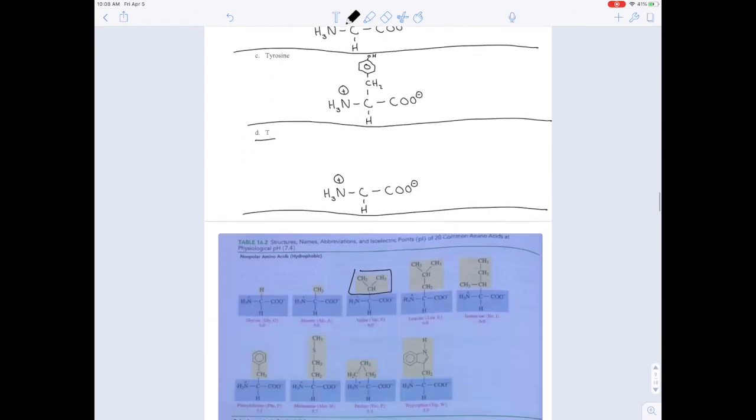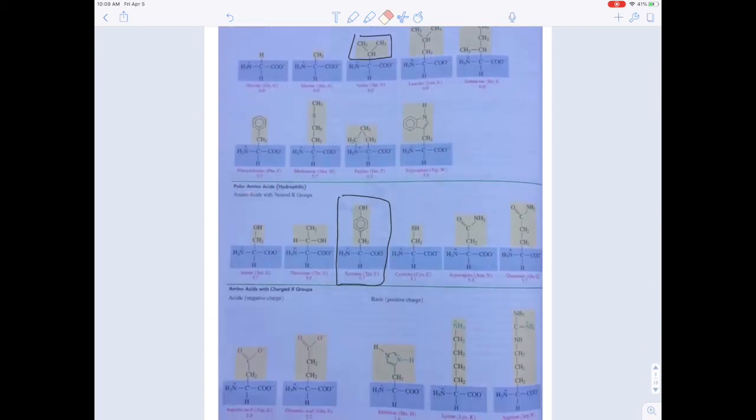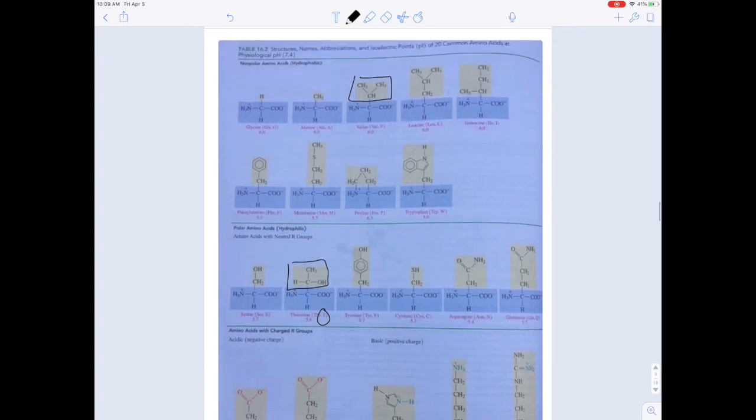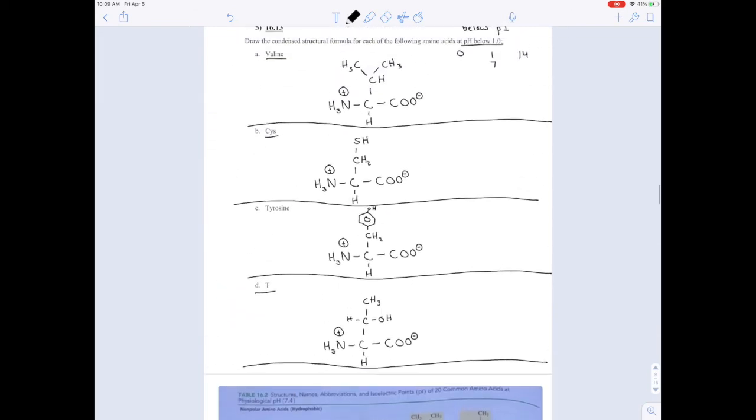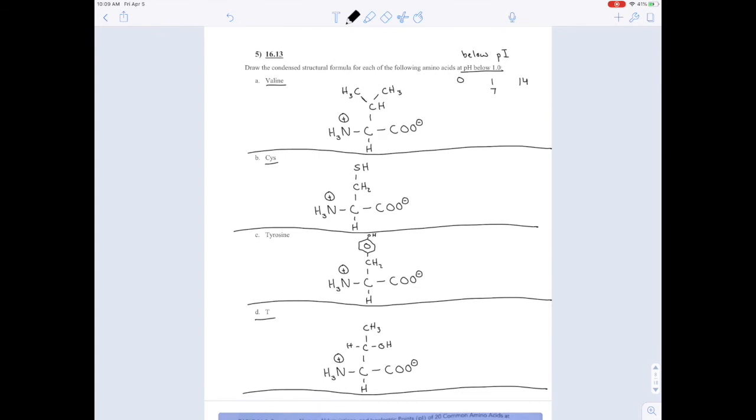And then T, we'd look for that one-letter abbreviation, and you'd see that it is threonine. And so threonine will have that C with an OH on it, and then a CH3. And so that would be T, or threonine. So we've drawn all of these amino acids at the pI.